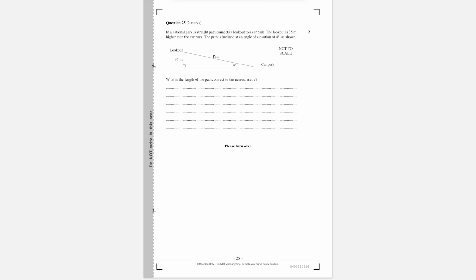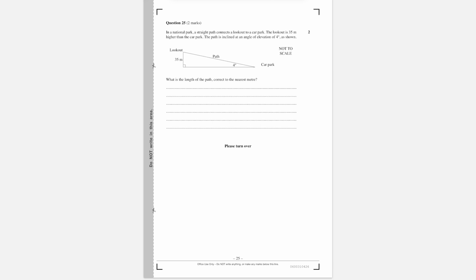Question 25. In a national park, a straight path connects a lookout to a car park. The lookout is 35 meters higher than the car park. The path is inclined at an angle of elevation of 4 degrees as shown. What is the length of the path correct to the nearest meter?